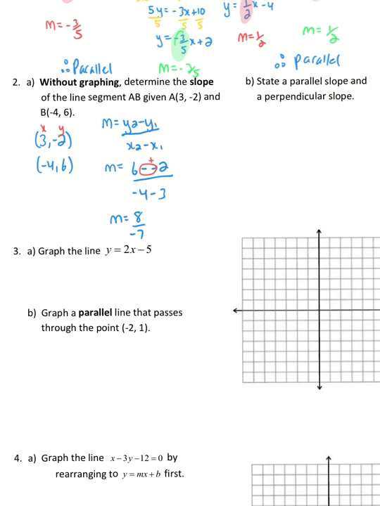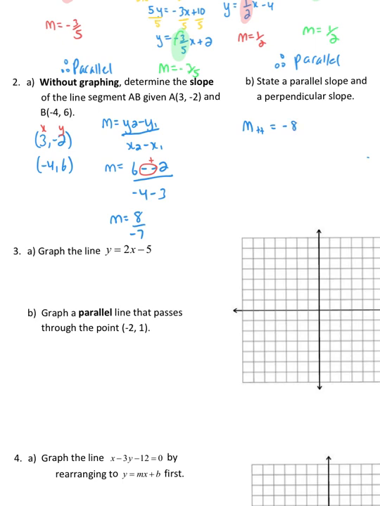And then in part B, we are asked to state a parallel slope and a perpendicular slope. So a parallel slope, I'm going to identify that because we're asked for two different slopes. So I'm going to use that notation for parallel. So M for slope, and then these two little lines with those little arrows to represent parallel. So a parallel slope is just going to be the same.